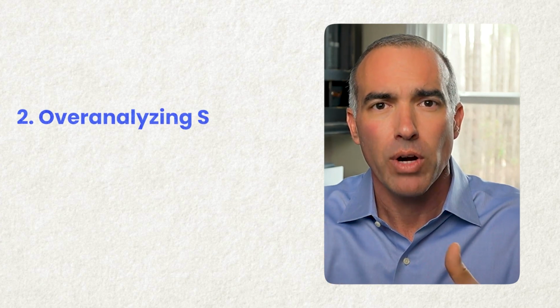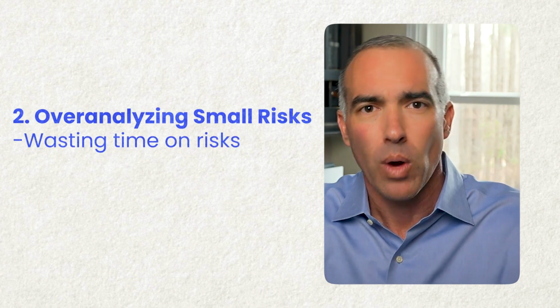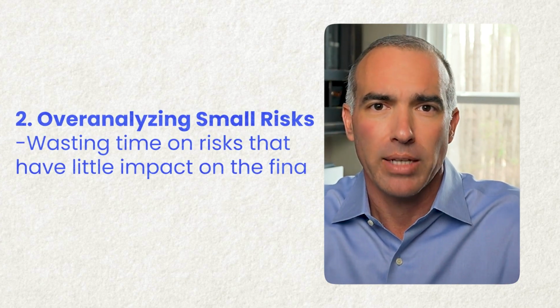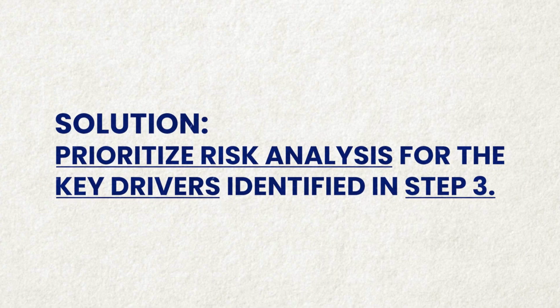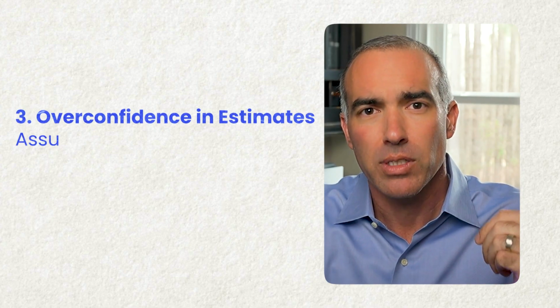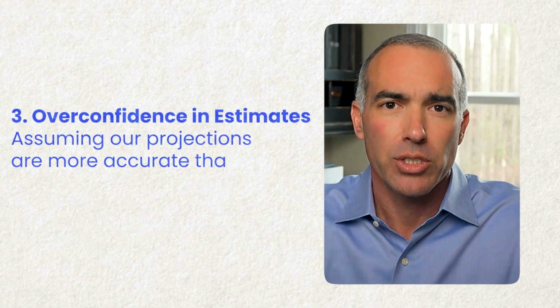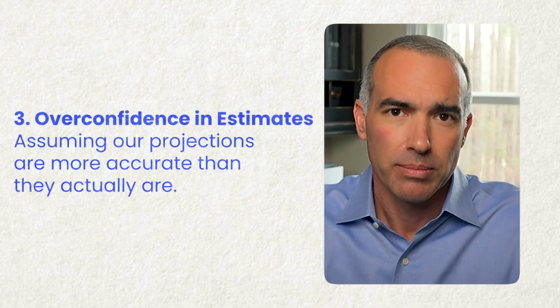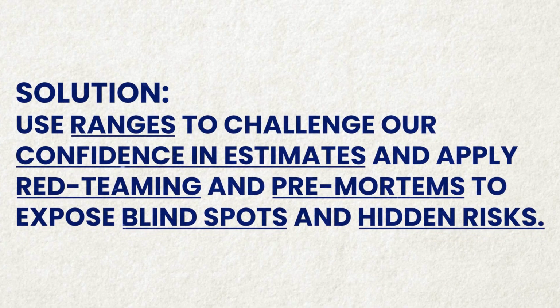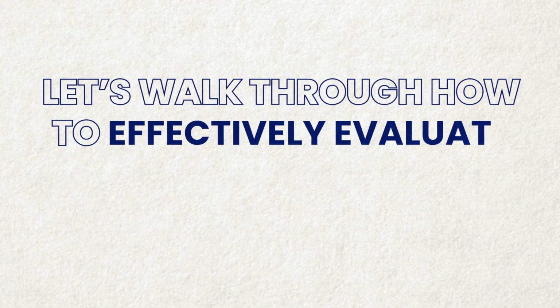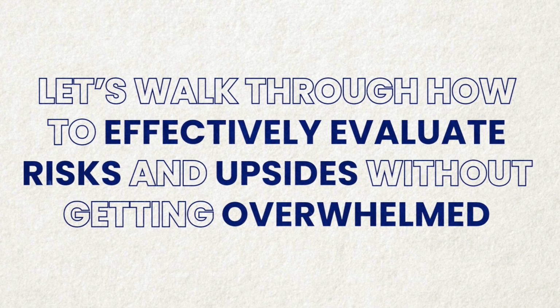2. Overanalyzing small risks. Wasting time on risks that have little impact on the final decision. The solution? Prioritize risk analysis for key drivers identified in Step 3. 3. Overconfidence in estimates, assuming our projections are more accurate than they actually are. The solution? Use ranges to challenge our confidence in estimates and apply red teaming and premortems to expose blind spots and hidden risks. Let's walk through how to effectively evaluate risks and upsides without getting overwhelmed.